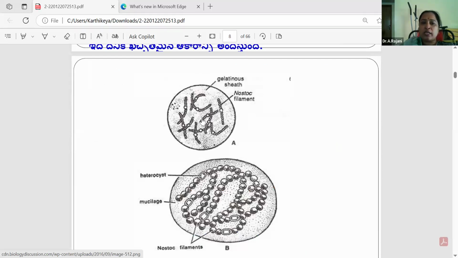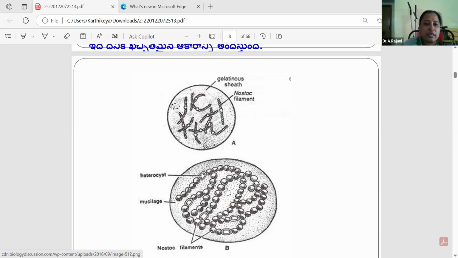Each and every colony contains thousands of straight or twisted filaments. Here, the colorless part you can observe in the picture is called the trichome. Each trichome is surrounded by an individual sheath. This is called the filament.